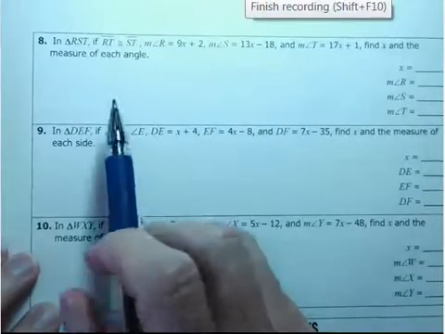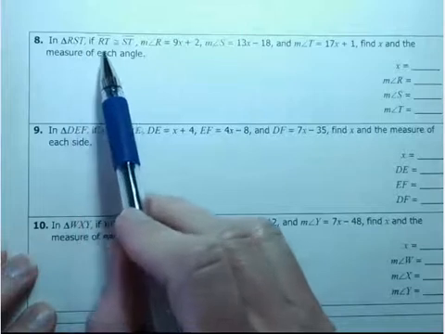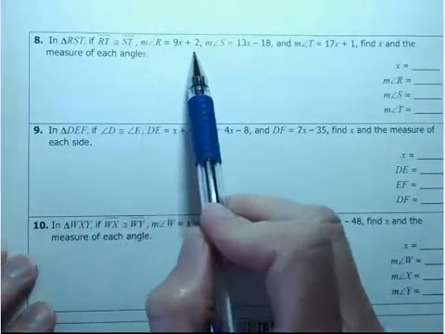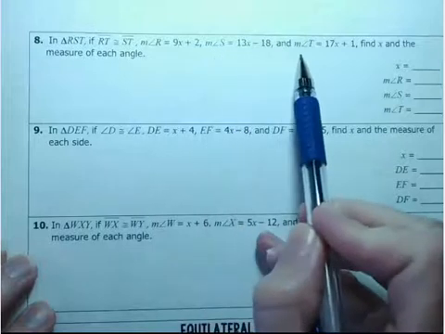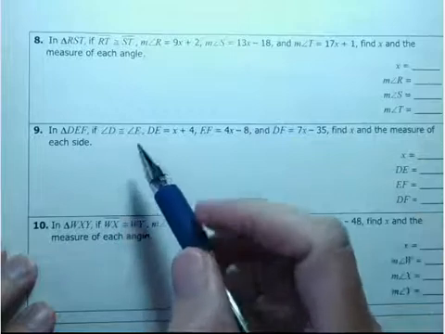Alright, so here we have a word problem. In triangle RST, if RT is congruent to ST, and then we're told the measure of angle R, the measure of angle S, and the measure of angle T, find x and the measure of each angle. Alright, so for these I would draw a picture.